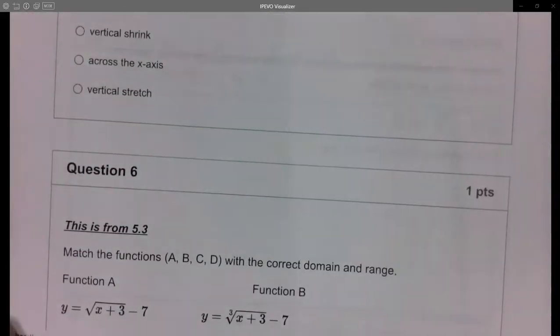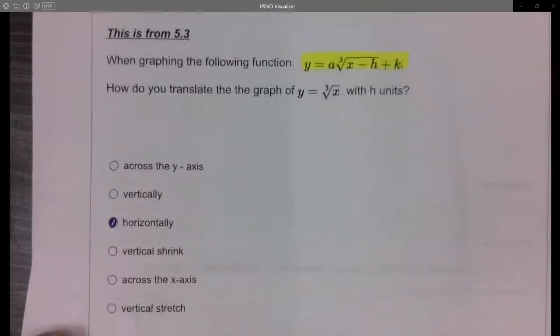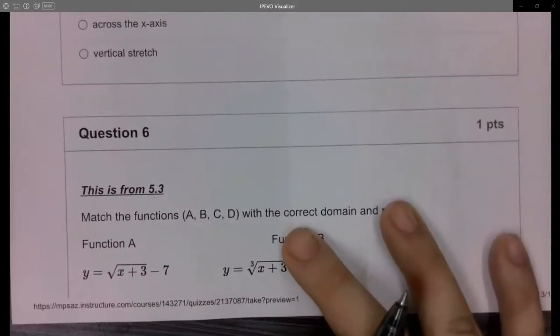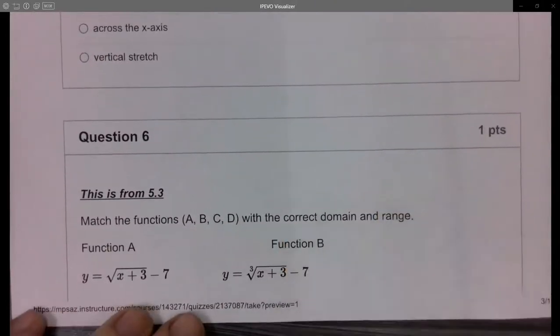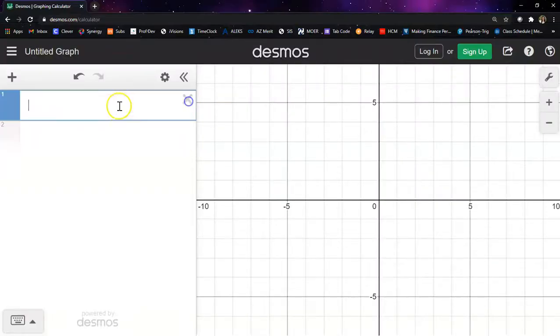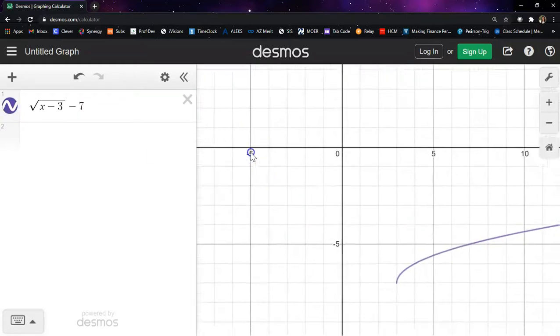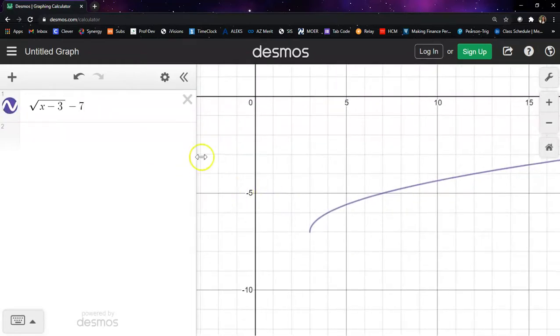Okay, this one is going to be on 2 different pages, and it printed back and front. So here is my function a. I'll move this for a second. And it is the square root of x plus 3 minus 7. So what I want to do is go to Desmos and type this one in. X minus 3 minus 7. So if I take a look, actually, it's plus 3.